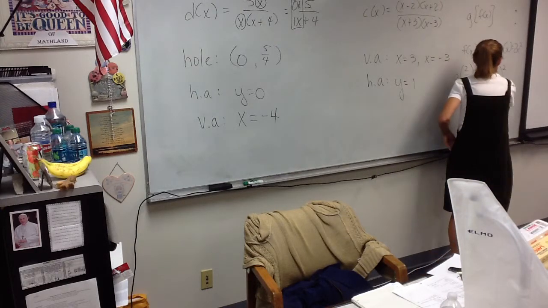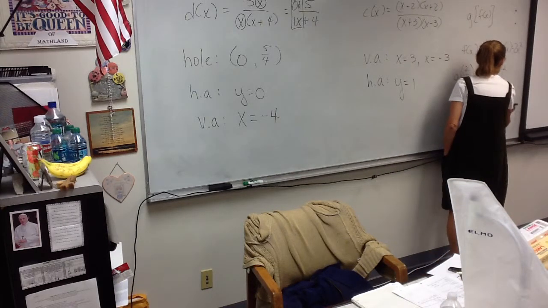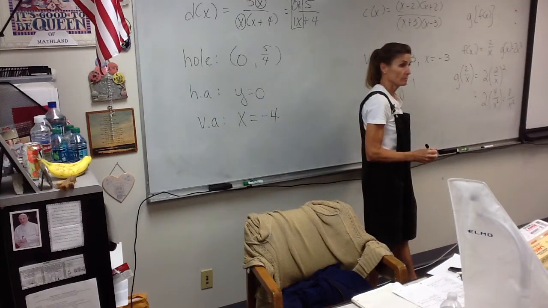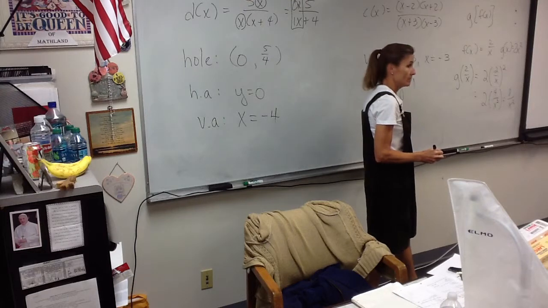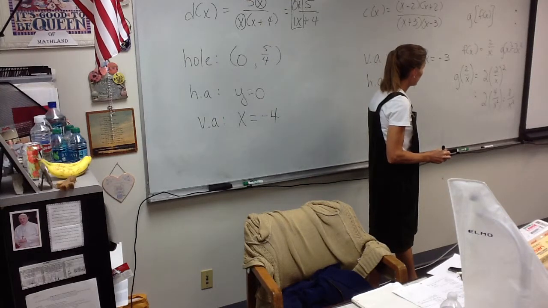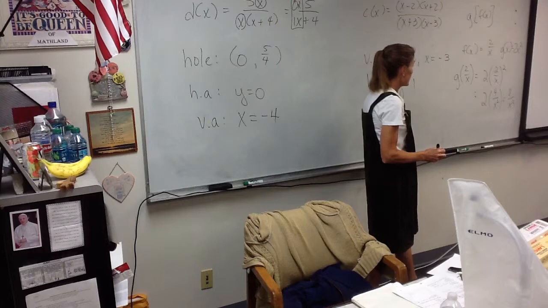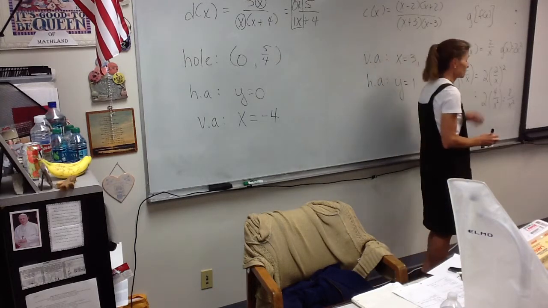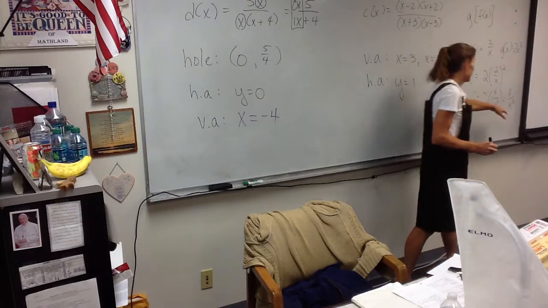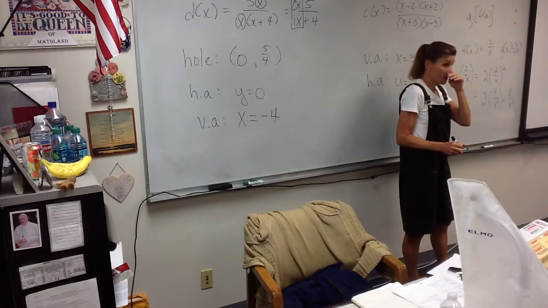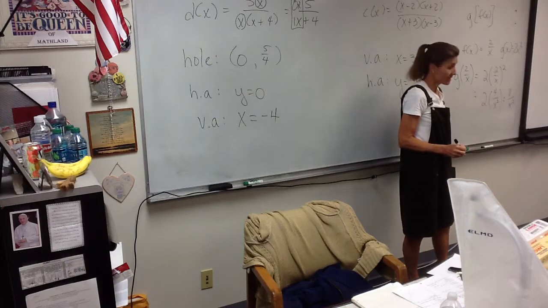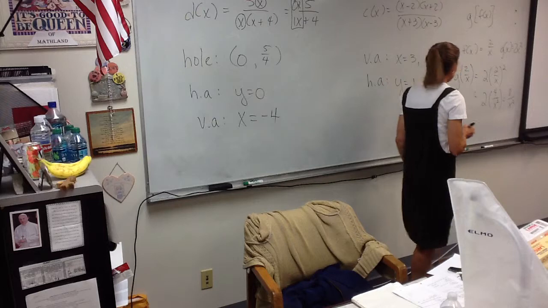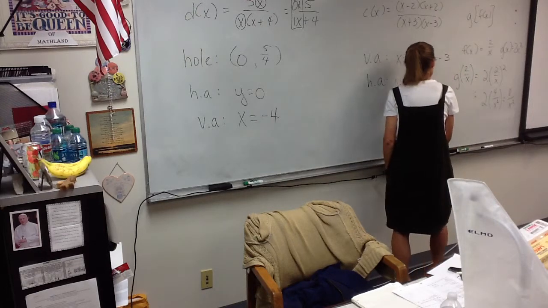So that would be 8 over x squared. Now, it asks me for the domain and the range. Now, the domain is probably easy. What can you tell me about the domain? X can't be 0. X can be anything I want, but it can't be 0. The range on this one's a little bit tougher. You really need to think about it for a minute.